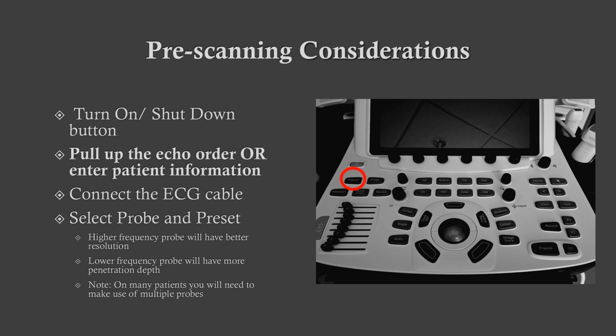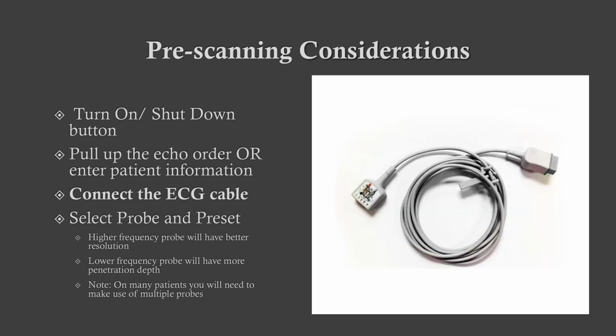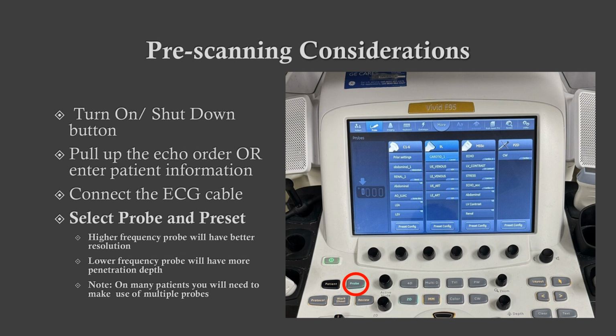To pull up the echo order or enter patient information, you will use the patient tab that is circled in red on our image. Make sure you know how and where to connect the EKG cable. It is very important to have the heart rate of the patient on the image. Also very important to know how to select the probe with the right preset. The higher frequency probe will have better resolution, while lower frequency probe will have more penetration depth.